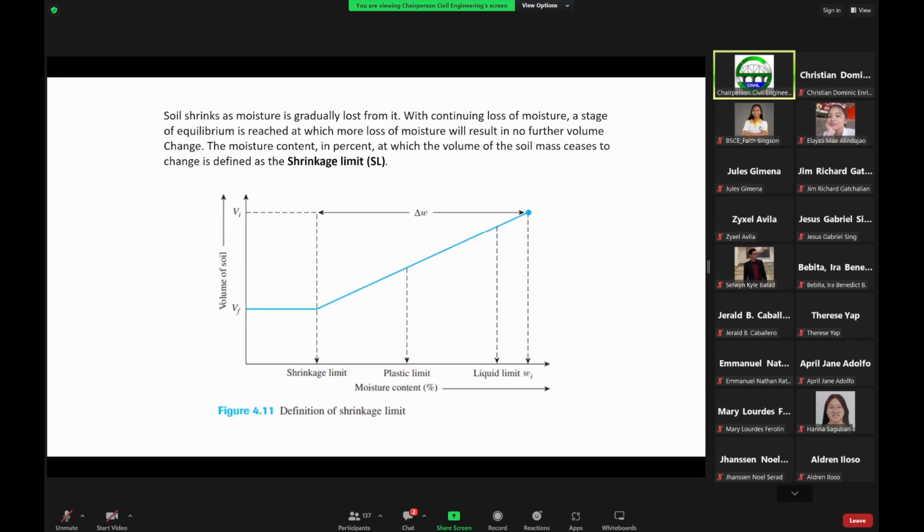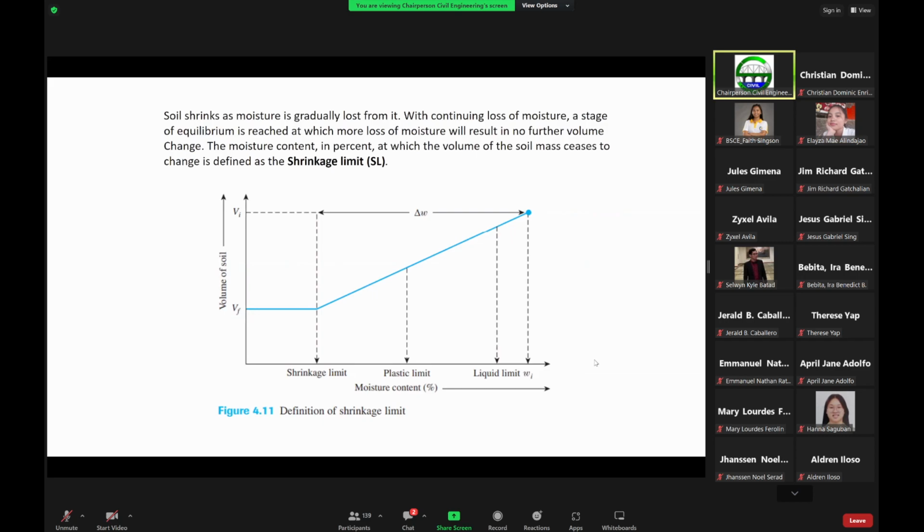Now for the shrinkage limit. Soil shrinks as moisture is gradually lost from it. For example, if you put a soil under the heat of the sun, it will gradually lose moisture, and then the soil will shrink, depending on the type of soil. Now, with continuing loss of moisture, a stage of equilibrium is reached at which more loss of moisture will result in no further volume change.